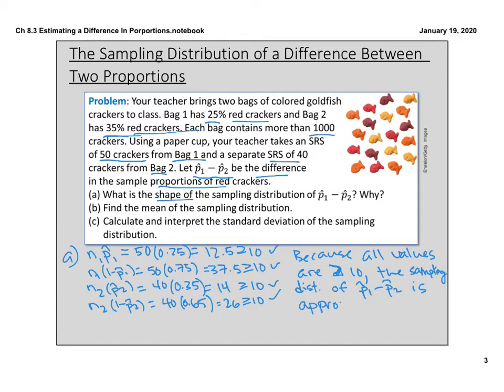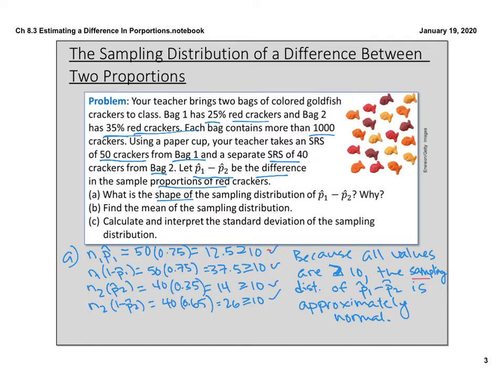Notice that I said the sampling distribution of these two. I didn't say that p hat 1 minus p hat 2 is approximately normal. I said the sampling distribution of them is approximately normal. That's important because we don't actually know what the shape of p hat 1 minus p hat 2 will be, but we know what the shape of the sampling distribution will be because of these four things.